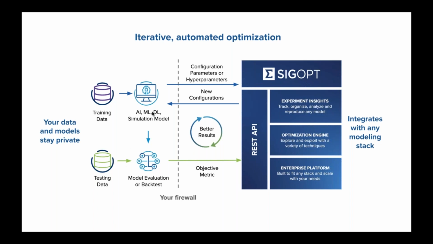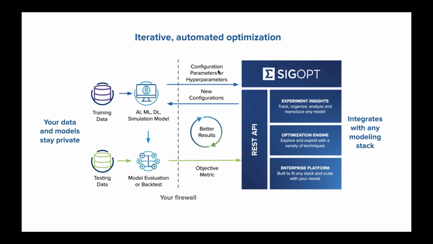You evaluate that, and all of the training happens on your system. All of the evaluation of the model happens on your system. So no proprietary data or IP of the model is passed to us, only how well that configuration performed, whether that's a single metric like accuracy or multiple metrics like I went over earlier.